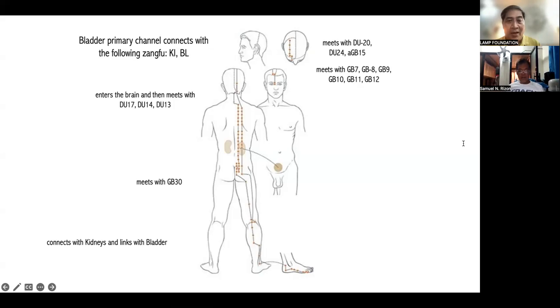Then we have another branch that separates from the main channel at the back of the neck and descends parallel to the spine from the medial spine of the scapula to the gluteal region. Here it crosses the buttock to cross at GB30. So this is another very important point, gallbladder 30, and then descends. GB30 is very good for sciatica, no? So you have to let the patient assume a lateral recumbent position. And then it descends across the lateral posterior aspect of the thigh to join with the other branch of this channel in the popliteal fossa.